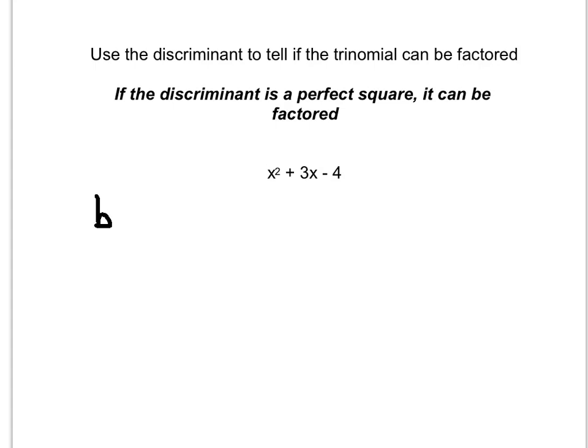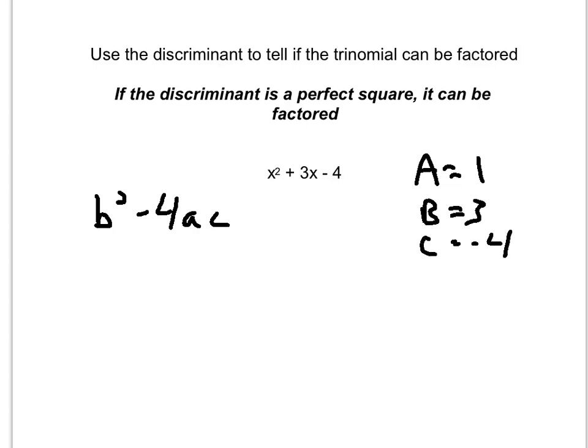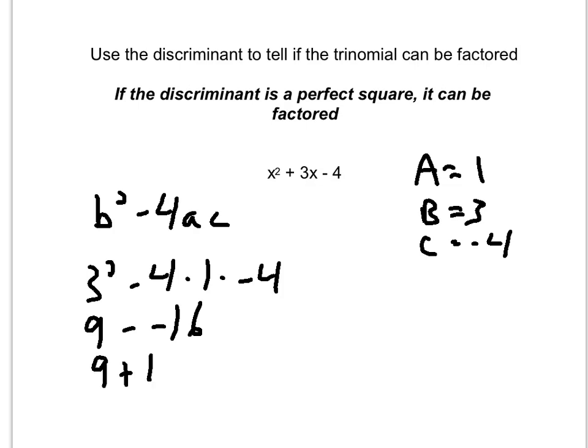So first thing we have to remember is the discriminant, b squared minus 4 times a times c. In this trinomial, my a is 1, my b is 3, and my c is negative 4. So we're going to plug this in and see if we can even factor it to start with. We've got 3 squared minus 4 times a times c. 3 squared is 9, minus 4 times 1 is 4, and 4 times negative 4 is negative 16. 9 minus negative 16 changes to 9 plus 16, and that equals 25.